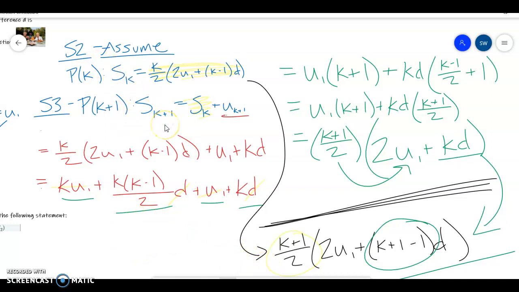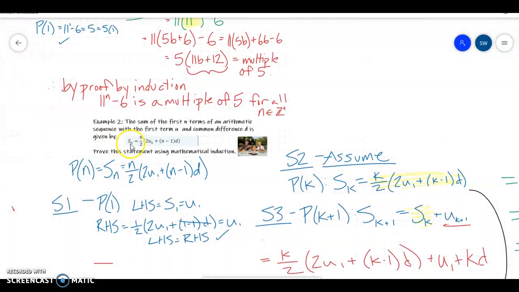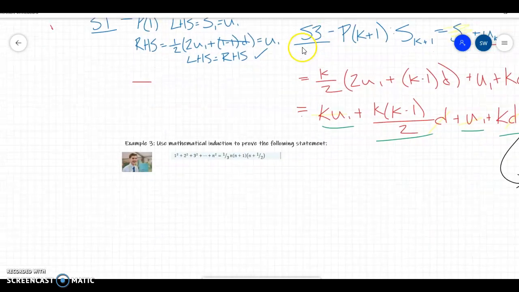Let me move this over. You would say, therefore, this formula is true for any n in the positive integers. That's what you would do to wrap up that problem.